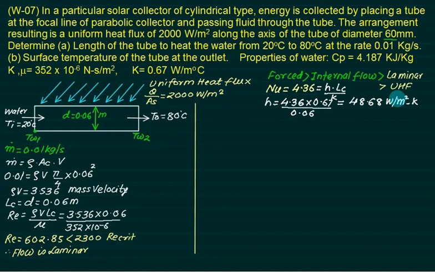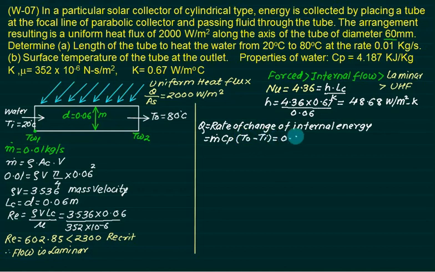We are ready with the heat transfer coefficient, so now we have an energy balance. We can calculate the rate of change of energy as m dot into Cp into To minus Ti. We have a mass flow rate equal to 0.01. Cp is given as 4187 joules multiplied by To minus Ti, and this gives the value of heat transfer rate as 2512 watts.